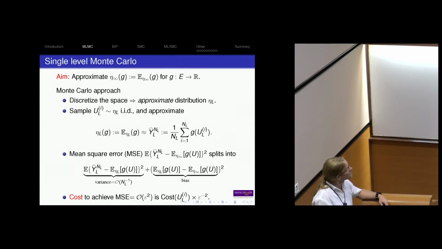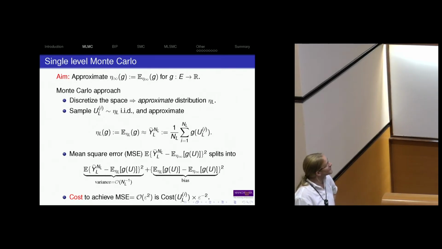And indeed, the mean square error can be split into a sum of the variance and the bias squared. Now, in order to drive down this bias term to an acceptable level, we're going to have to increase the resolution L capital, and in order to drive down the variance, we're going to need to increase this N_L capital. So we're going to need to take enough samples to drive down the variance term, and we're going to need to take a fine enough resolution, in other words, a large enough number of degrees of freedom, to get an acceptable bias over here.